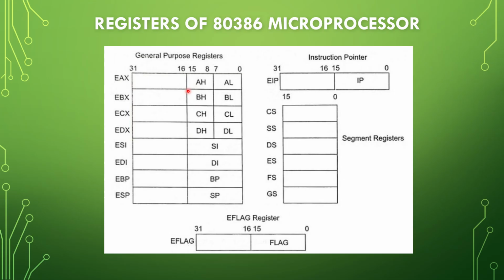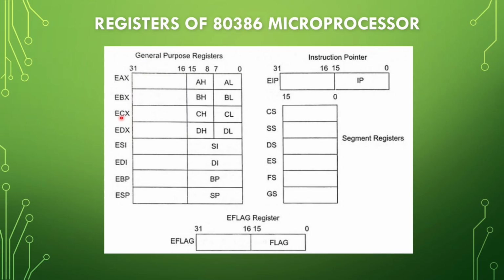Now coming to the accumulator. The major applications of the accumulator register are multiplication, division, input output operations and shift operations. Coming to the B register, the major application is that it points to the base address in the data segment. Now coming to the C register, that is the count register. As the name indicates, it can be used for counting, right?